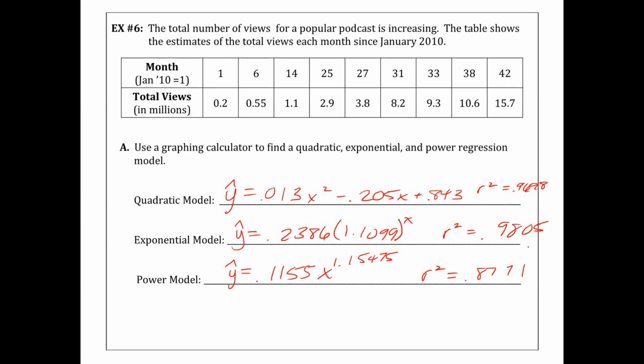Okay, so looking at what we have here, we can determine that out of the options that we have, the best model would be our exponential model, and that's because it has the r squared that is closest to 1. So the best model would be exponential. Okay.